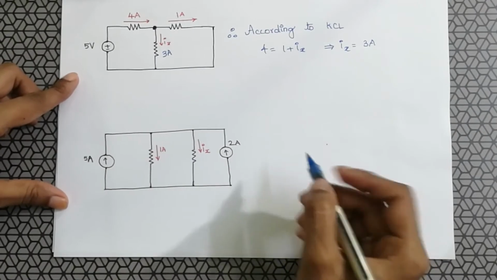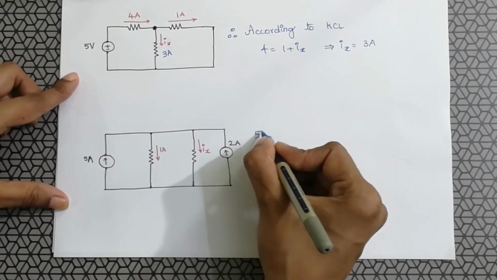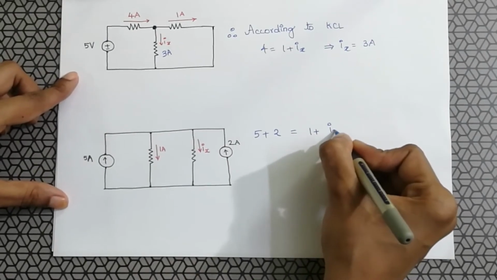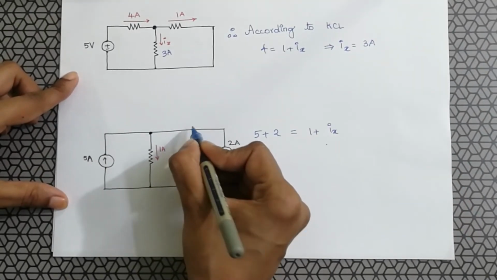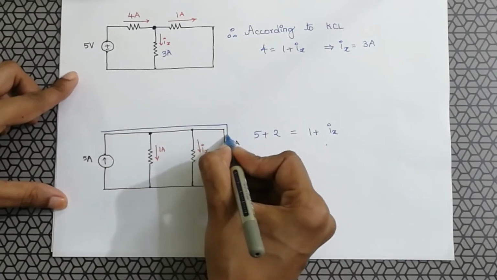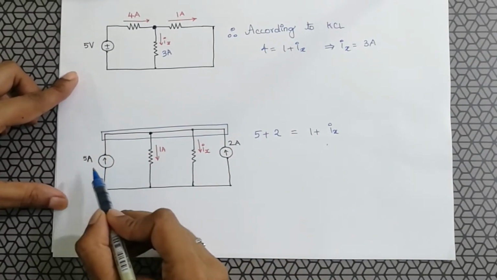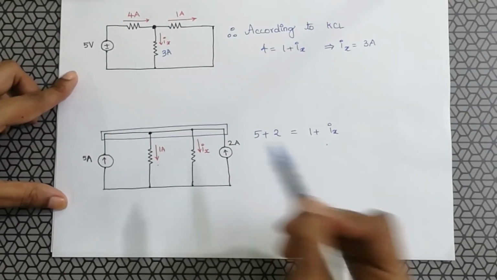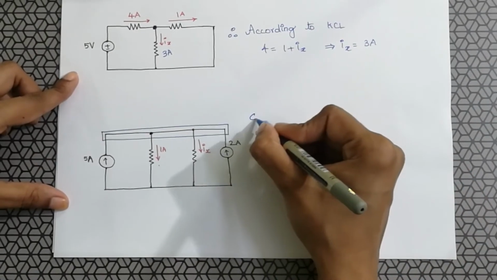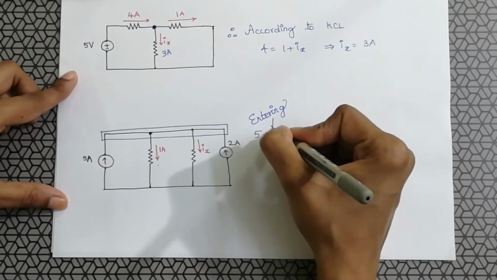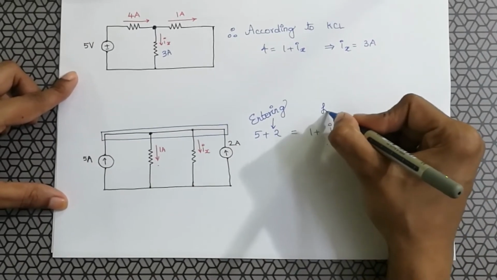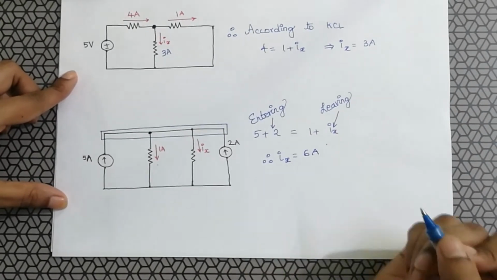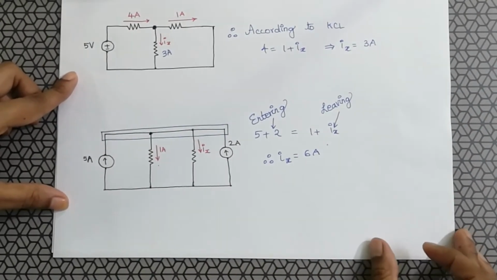In a similar case, if we solve this, 5 plus 2 is 1 plus Ix. And like we saw, this is one strip of a node. Therefore, the incoming currents are 5 and 2 and the outgoing currents are Ia and Ix. So this is the entering current and this is the leaving current. So Ix is 6 ampere in this case.